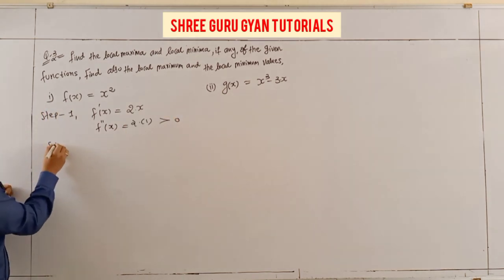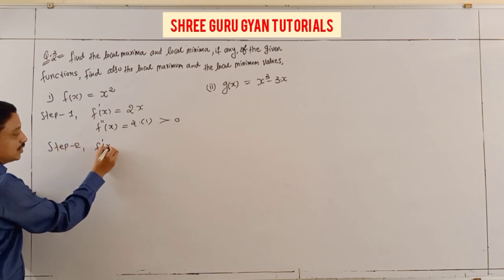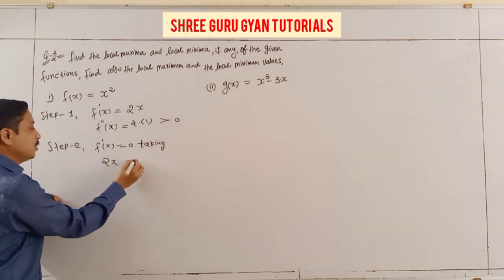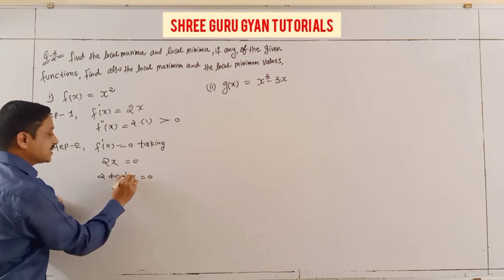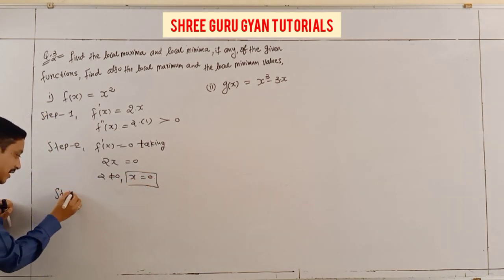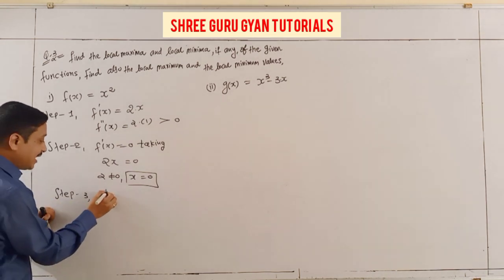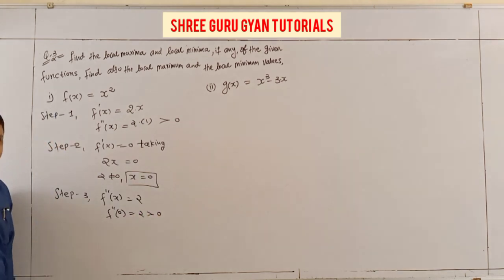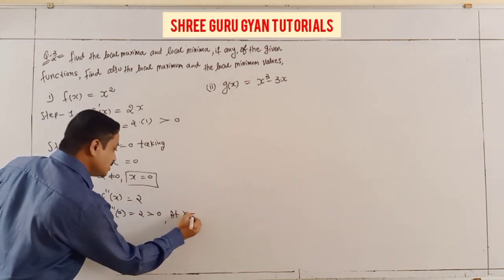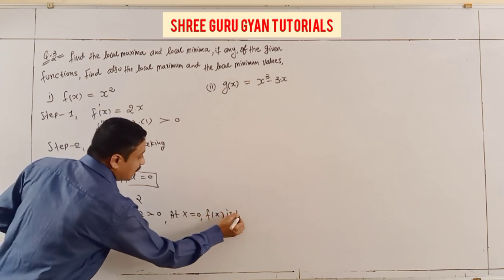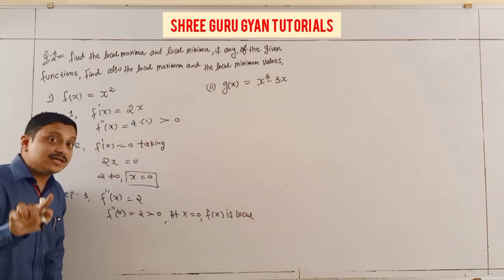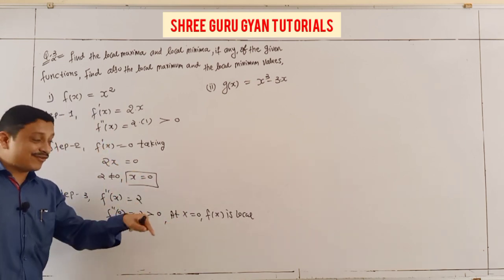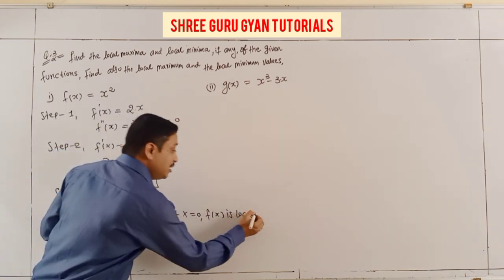Now step 2. f dash x equal to 0 taking. So students, you just apply 2x equal to 0. But 2 is never 0. Your answer is x equal to 0. Now step 3. Step 3 is checking. f double dash x, put down the 0. My answer is greater than 0. So at x equal to 0, f(x) is local. Local means it lies on the x-axis. Yes, at x equal to 0, f(x) is local. Greater than 0 means minimum.